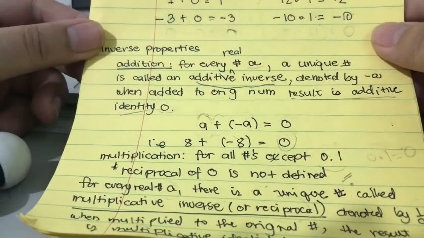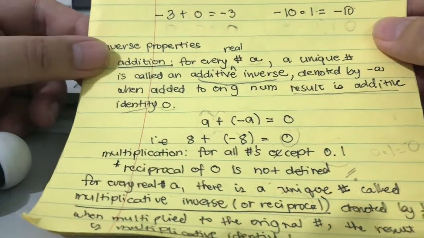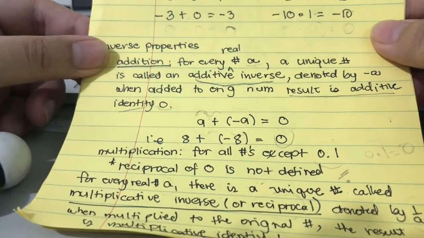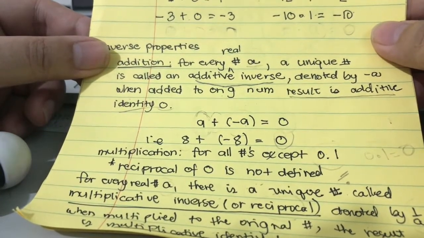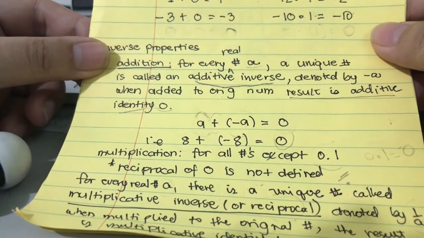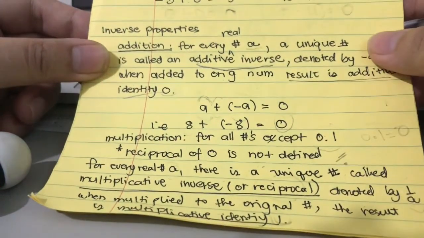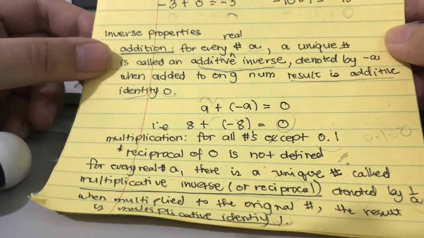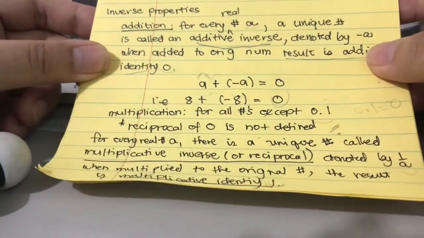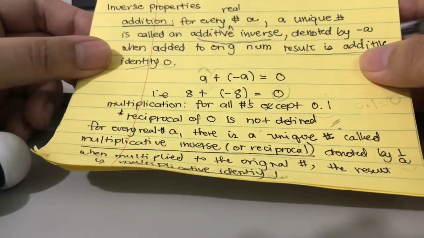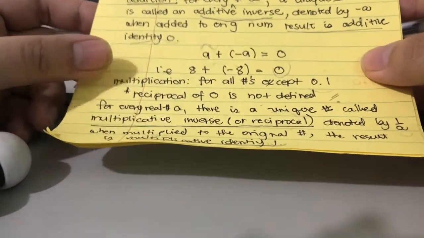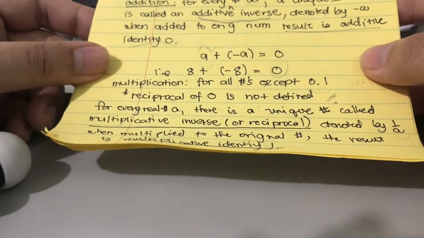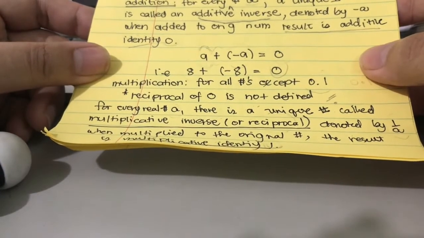We move on to the inverse properties. The inverse property in addition, let me read. For every real number a, there is a unique number called an additive inverse, denoted by negative a. When added to the original number, the result is the additive identity 0. For example, a plus negative a is equal to 0. And another example would be 8 plus negative 8 is equal to 0.